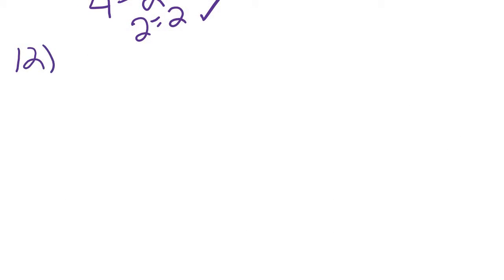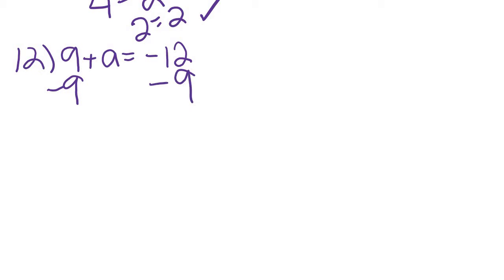All right, now number 12. We have 9 plus a is equal to negative 12. All right, we want to solve for that a, which means we want that a by himself. So who's hanging out with that a? A positive 9. How do we get rid of the positive 9? By doing the opposite, negative 9. So I have a positive 9 and a negative 9. Those are going to combine to make 0.